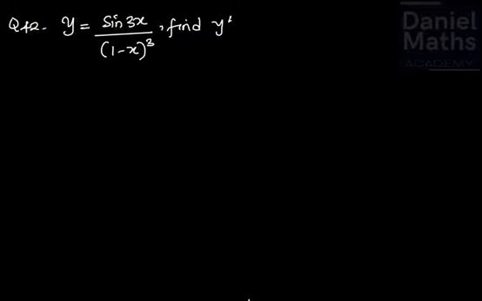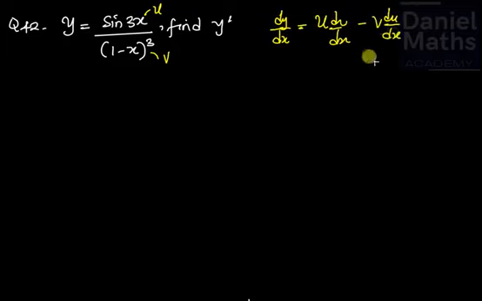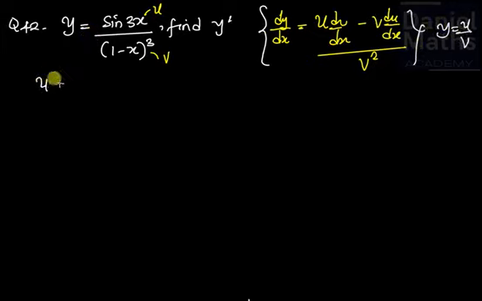Here we have that same formula, we're going to use the quotient rule also. These are u and these are v. Don't forget that dy over dx is equal to u dv over dx minus v du over dx, all of that divided by v squared. This is the formula for the quotient rule where y is equal to u over v. In this case, my u is equal to sine 3x.